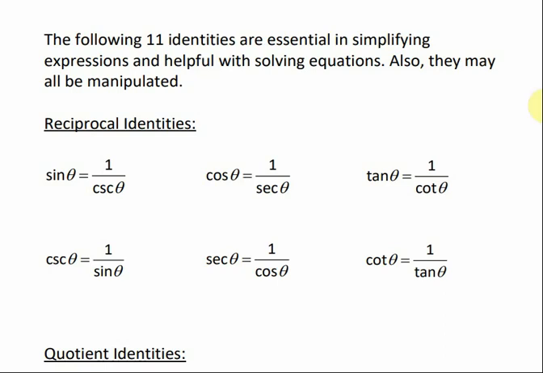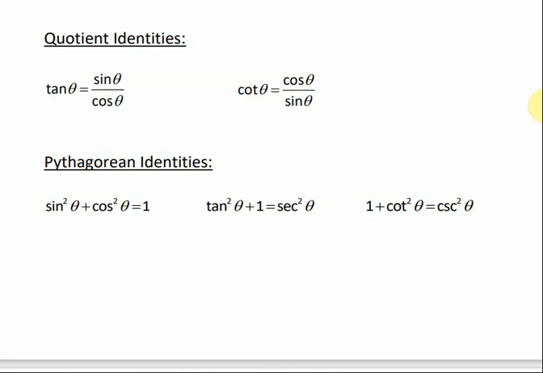All right, for the quotient identities, tangent of theta is equal to sine of theta over cosine of theta. So that's another one that you should be familiar with because we know that tangent is equal to y over x, which we know that in our triangle, y is our sine value and x is our cosine value. So tangent of theta is equal to sine of theta over cosine of theta. And then, of course, since cotangent is the reciprocal of tangent, then cotangent of theta is equal to cosine of theta over sine of theta.